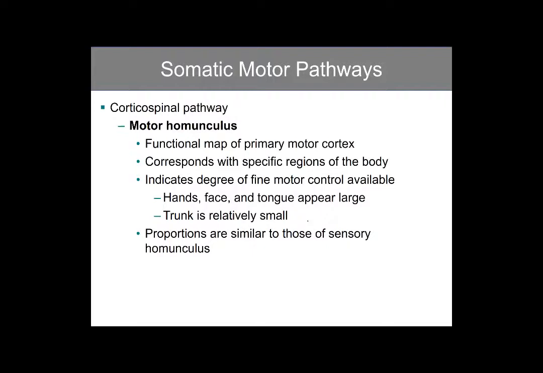The motor homunculus is a functional map of the primary motor cortex, or that precentral gyrus, and it corresponds with the specific regions of the body, very similar to what we saw with the sensory homunculus previously. The motor homunculus indicates a degree of fine motor control that is available for the hands or the face or the tongue, and these three regions are very large in terms of surface area, while the trunk is relatively small.